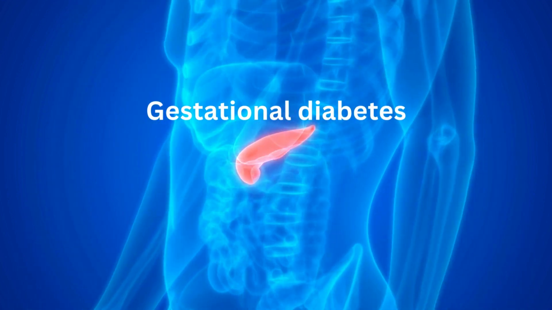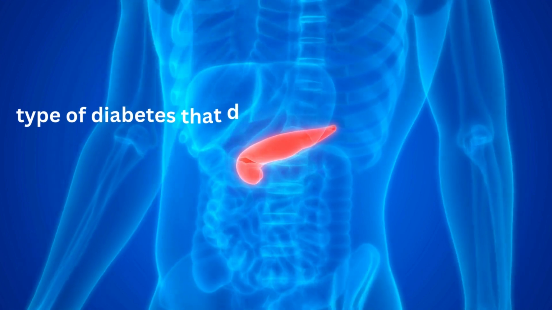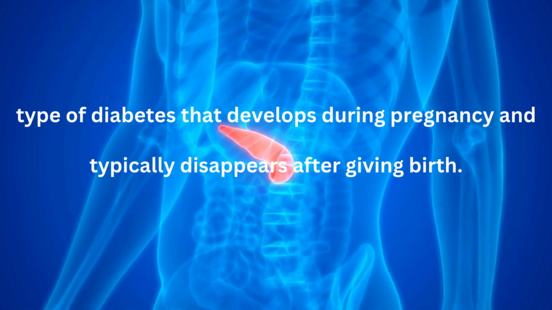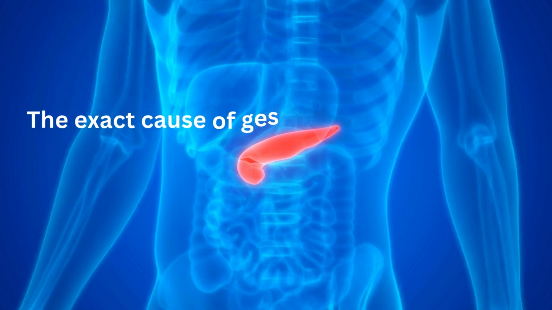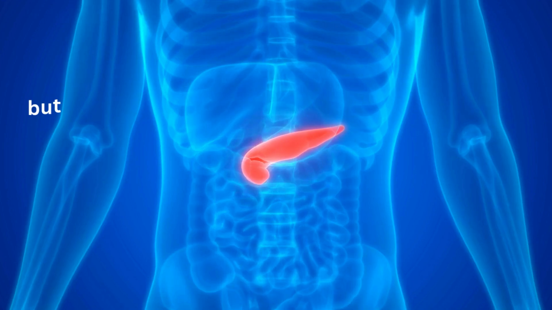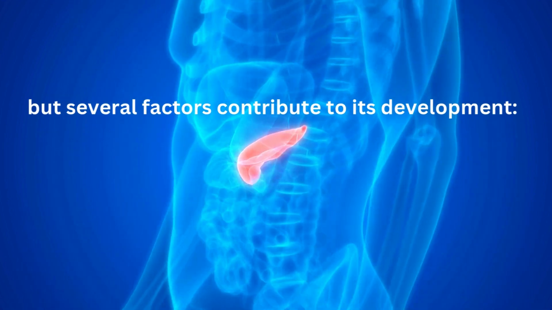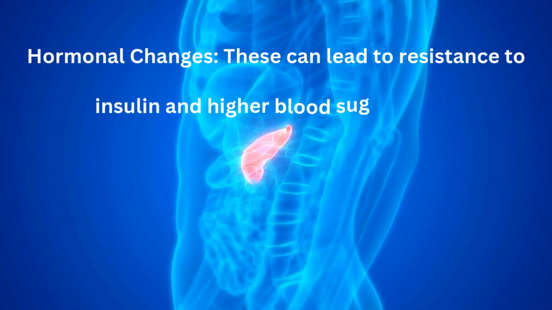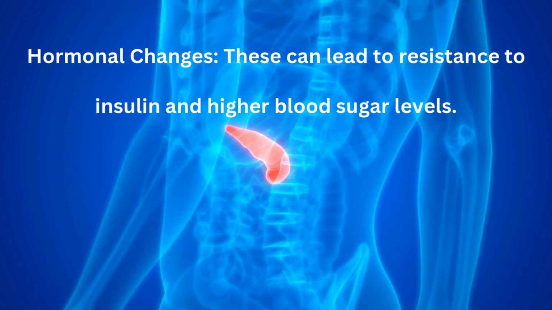Gestational diabetes. The type of diabetes that develops during pregnancy and typically disappears after giving birth. The exact cause of gestational diabetes isn't fully understood, but several factors contribute to its development. Hormonal changes can lead to resistance to insulin, leading to higher blood sugar levels.